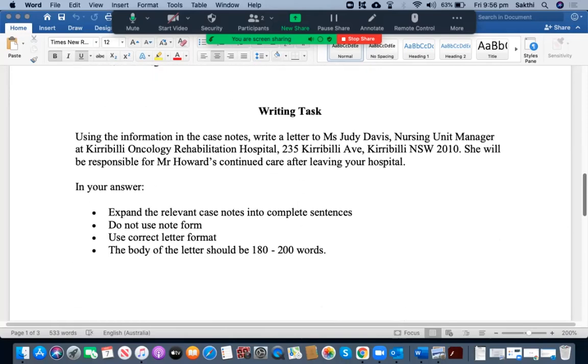So the writing task is, using the information in the case notes, write a letter to Miss Judy Davis, nursing unit manager at the Kirribilli Oncology Rehabilitation Hospital, 235 Kirribilli Avenue, Kirribilli, New South Wales, 2100. She is responsible for continued care after leaving your hospital. So you are providing handover to this person, Judy Davis, nursing unit manager. They're going to look after.